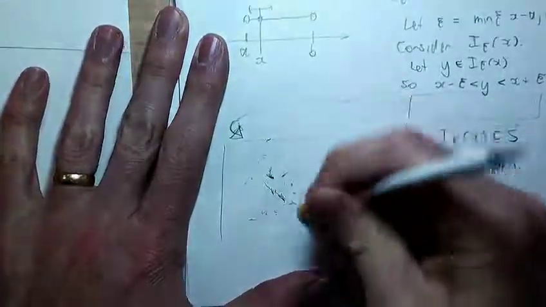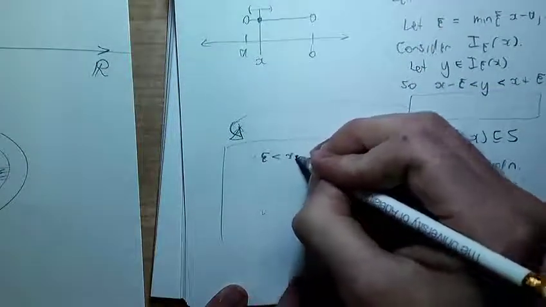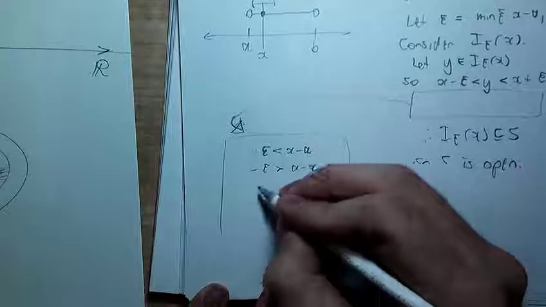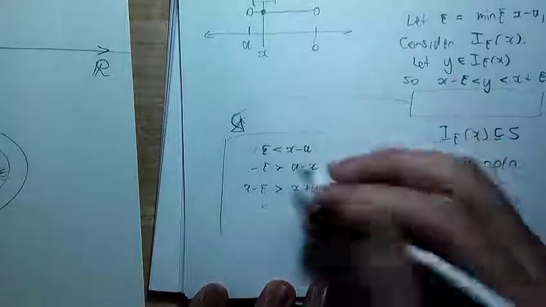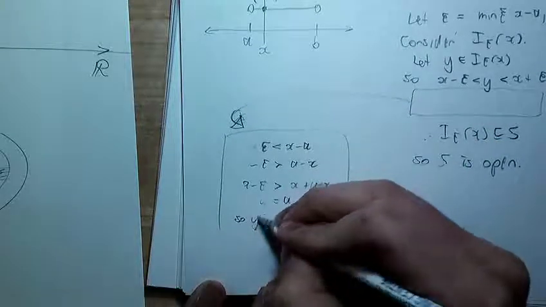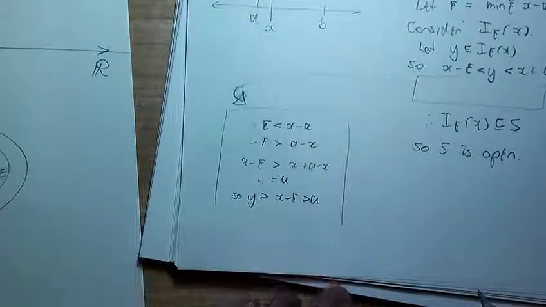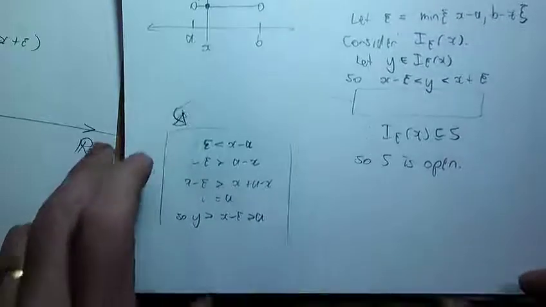So we've got epsilon is less than x minus a, so minus epsilon is greater than a minus x, which means that x minus epsilon is greater than x plus a minus x, which is a, and so y is greater than x minus epsilon, which is greater than a. Something like that. But I only came to that after you were talking about it for a bit, so I would not necessarily have thought of that first. But one of the things that you can do is try and figure out what's going to make it cancel out to get what you want.